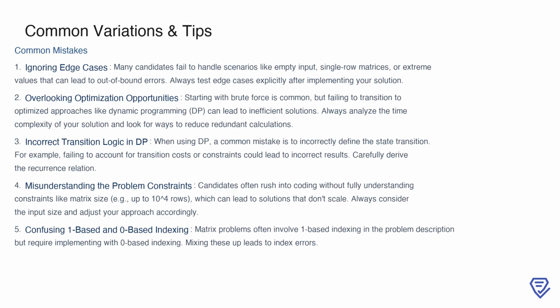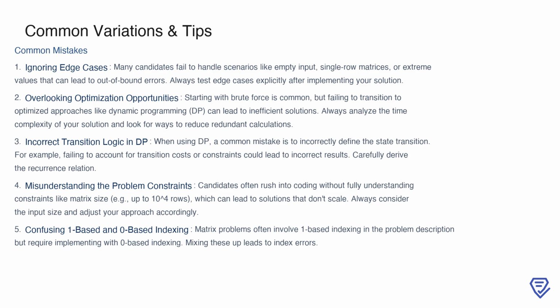A third mistake involves incorrect transition logic in dynamic programming. This often stems from failing to properly define how the state transitions between rows or overlooking transition costs. Deriving the recurrence relation is key here, so take time to carefully validate it.